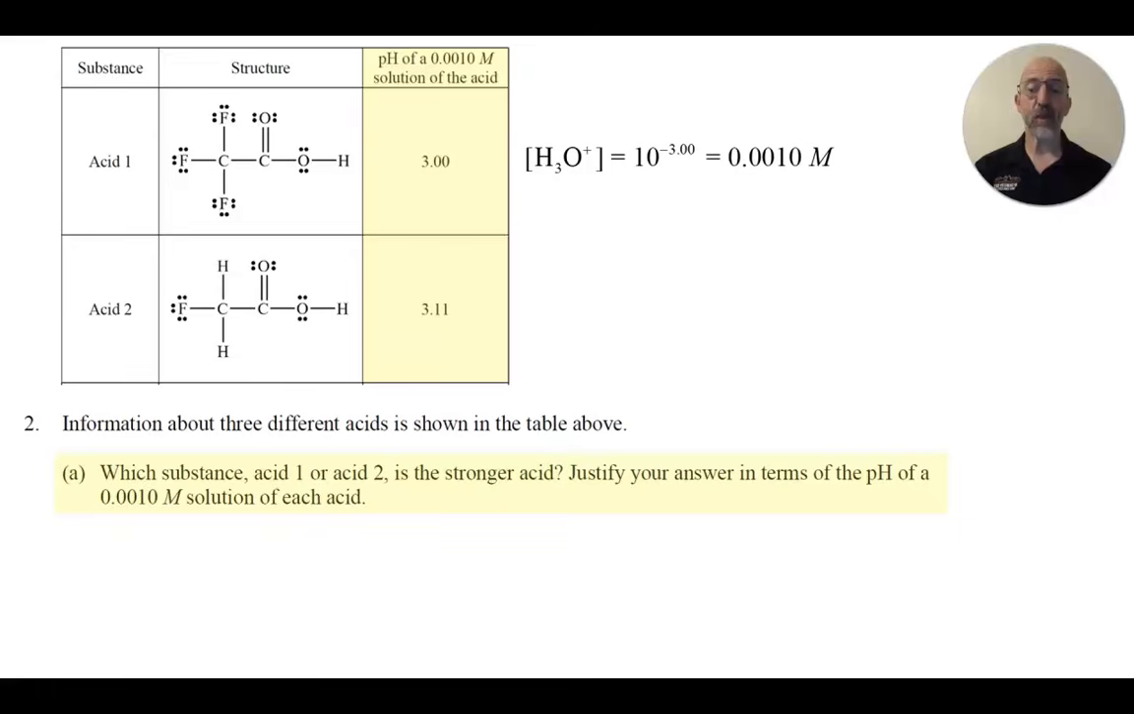Now if we compare that with acid 2, the concentration of the hydronium ion is equal to 10 to the minus 3.11. And when we do that math, we get a slightly smaller value for the concentration of the hydronium ion. It's actually 0.00078 molar. So the higher the concentration of the hydronium ion, the stronger the acid is.